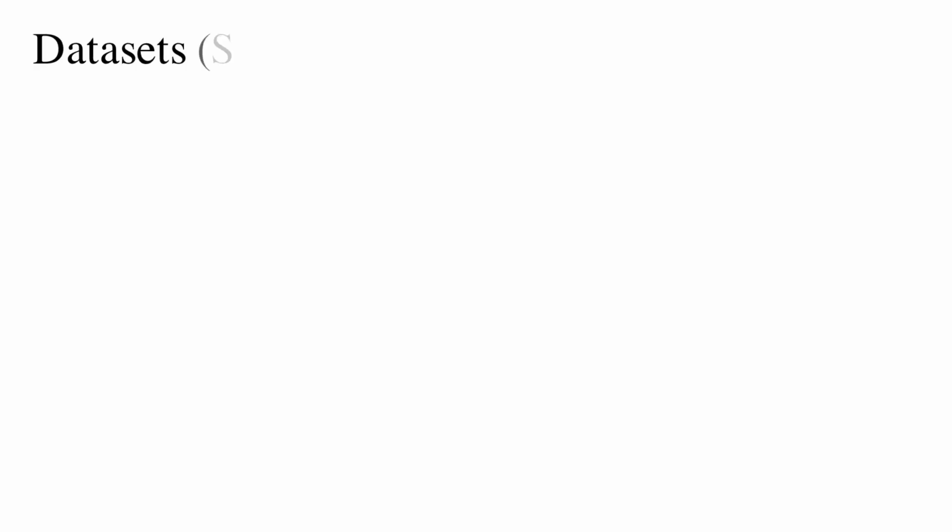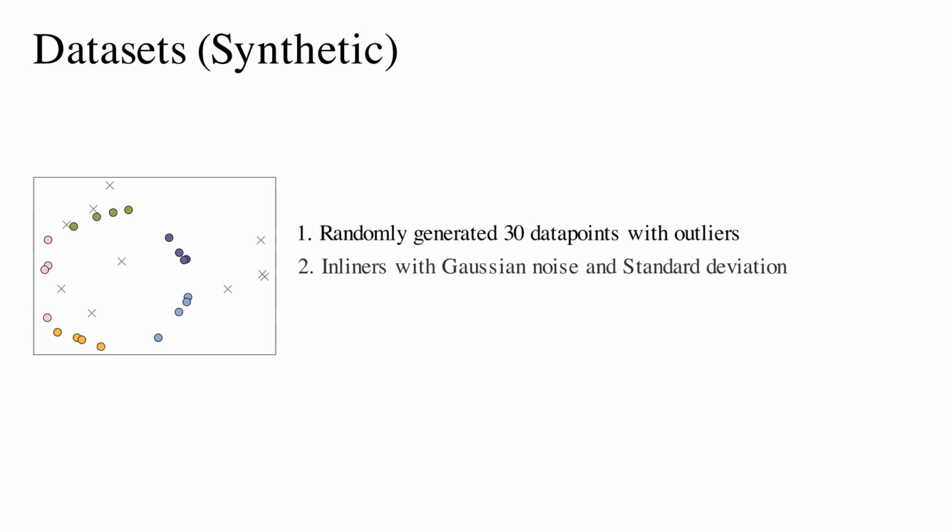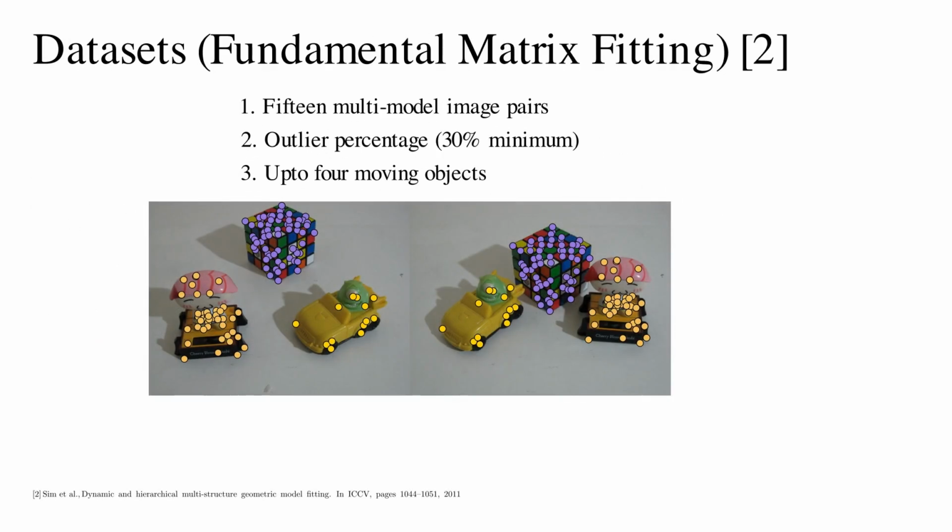For our experiments, we used both synthetic and real datasets. The synthetic dataset consisted of 30 randomly generated points and 5 ground truth models. We also used the Adelaide RFM dataset for real-world tests, which includes 15 multimodal samples with a minimum outlier percentage of 30% and up to 4 moving objects.